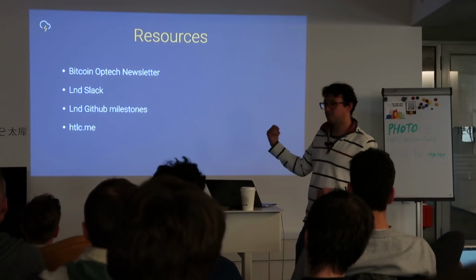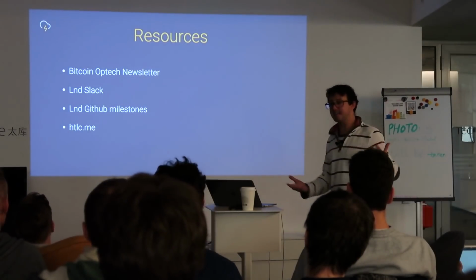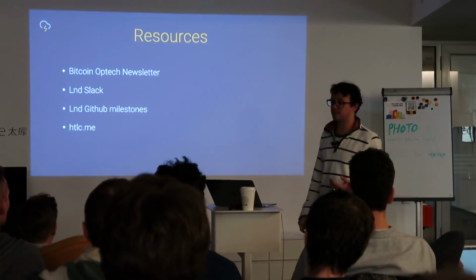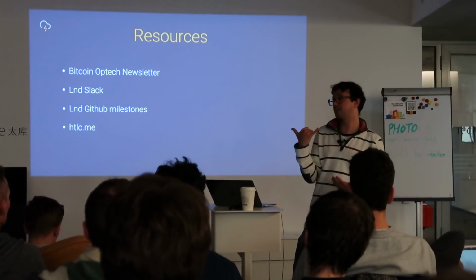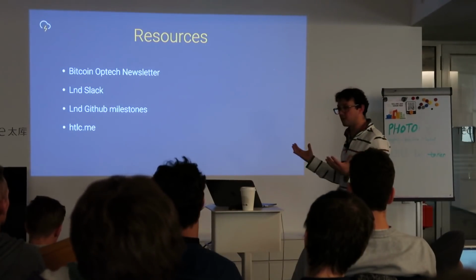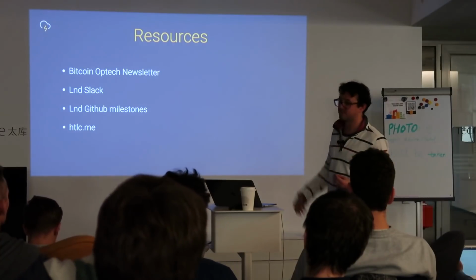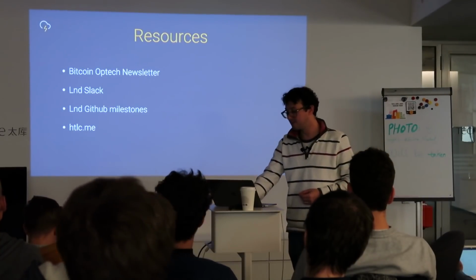htlc.me, really cool site. If you just need to generate an invoice and you don't have LND running or something like that, you can just go to htlc.me and say, give me an invoice, and it'll give you a Lightning invoice. And you can then use that, decode it. If you're building software on top of Lightning and you don't want to have a node running so you can get an invoice, you can just jump over there and it'll generate you an invoice.